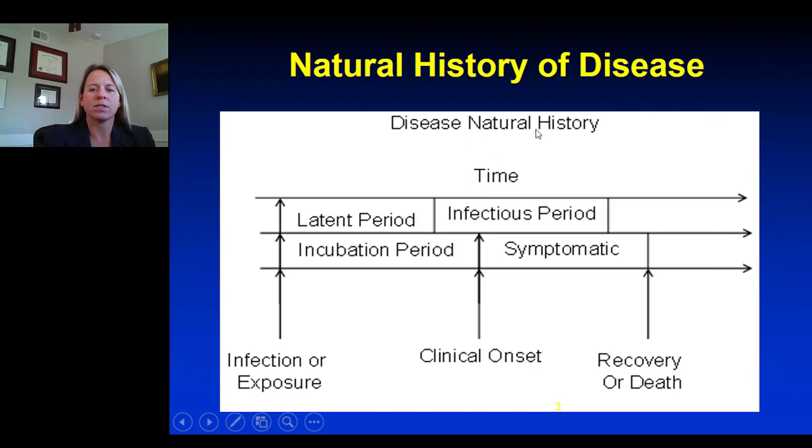Now, we can take that natural history of disease and put it into different periods, beginning with the infection or exposure period, depending on if we're dealing with an infectious agent or a non-infectious agent, followed by a latent period and an infectious period only in the setting of an infectious disease, and then some sort of outcome, either death or recovery or chronicity. We have the latent period, the infectious period, an incubation period, and a period also during which a person can be symptomatic.